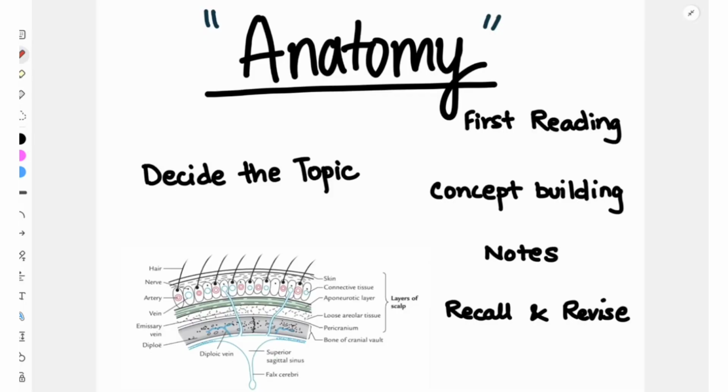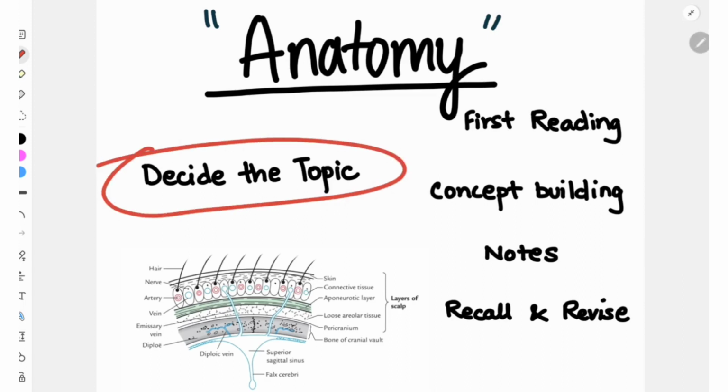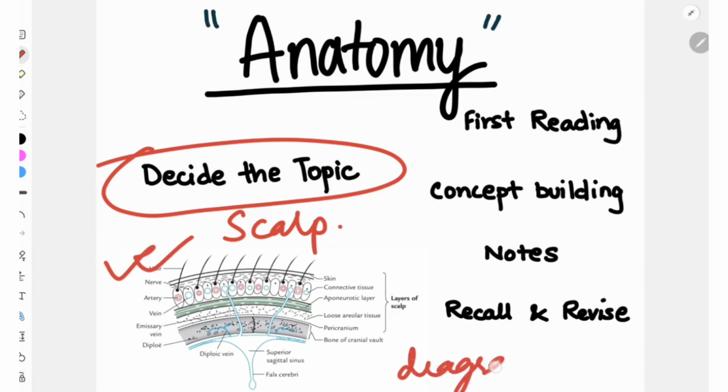Moving on, we'll see what are the few steps that we have to keep in mind while starting a topic. So suppose today you have decided that you are going to study the scalp in head and neck anatomy. The first and foremost thing you should do is decide the topic for the day. Now suppose you have decided that you're going to study the scalp. Okay. The first thing that you should see in the textbook is the diagram of the scalp. Okay. Anatomy is moreover about diagrams only. If you remember the diagram, you will keep your concepts very clear.